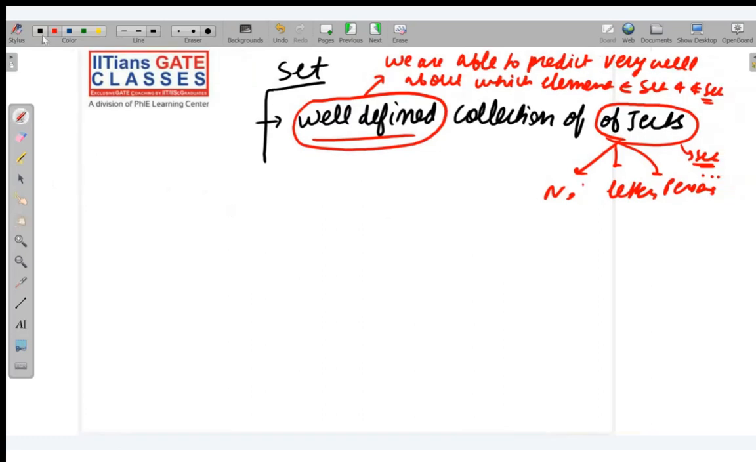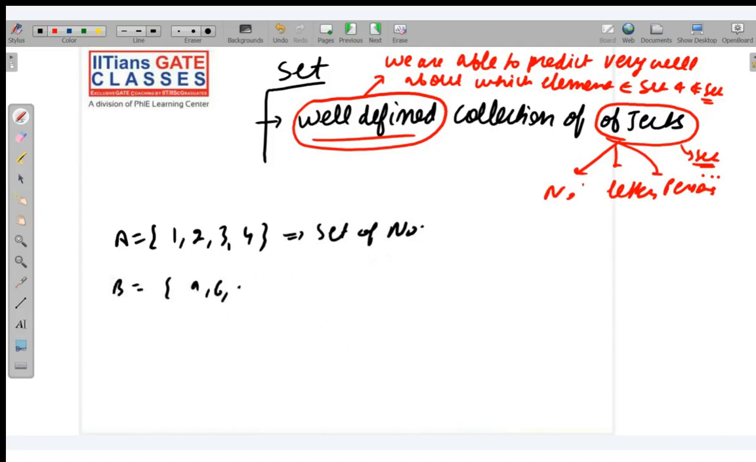So the first example is set A. We have 1, 2, 3, 4. This is a set, nothing but a set of numbers. And let us suppose we have another set B: a, b, c. I think this is very obvious, no? In curly brackets we show the sets. So this is nothing but a set of letters.